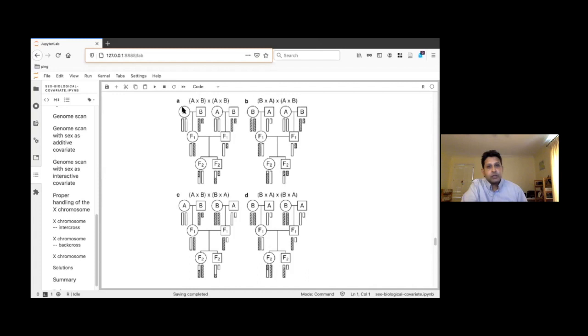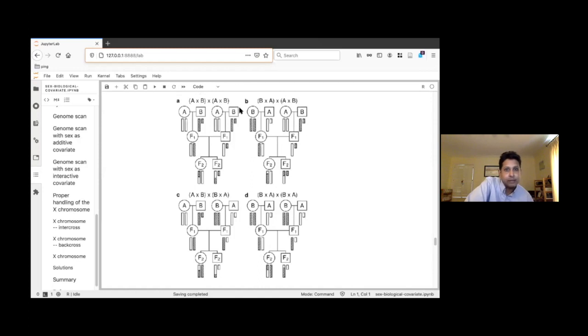So the first one is when you mate A by B to A by B. The second one is B by A to A by B, A by B to B by A, and B by A to B by A. And the structure of the X and Y chromosomes will be a little bit different in each one of those cases. So let's look at it a little more carefully.